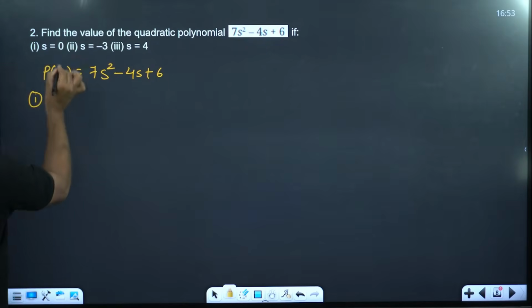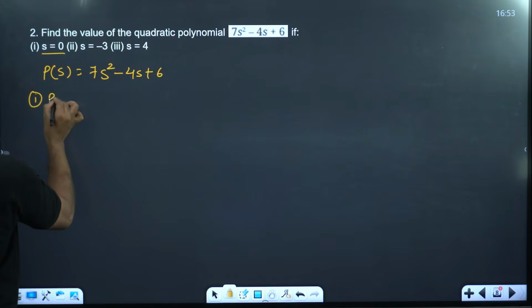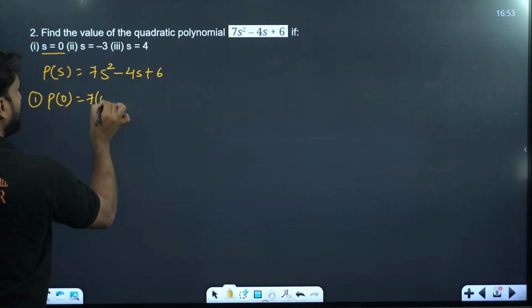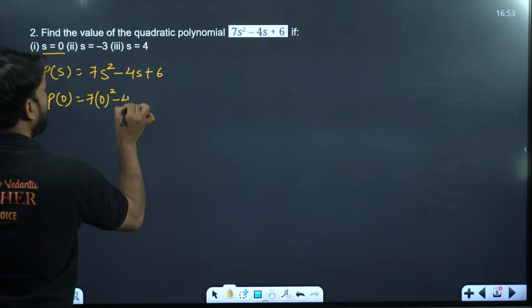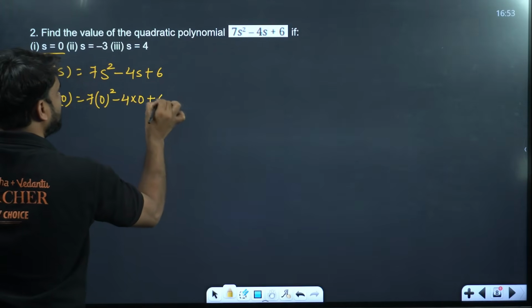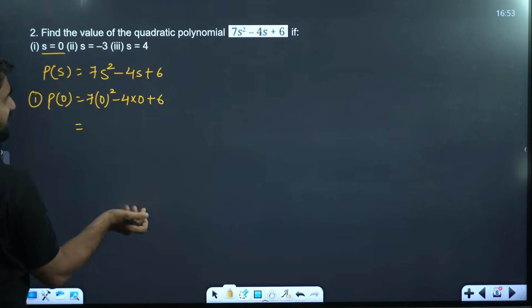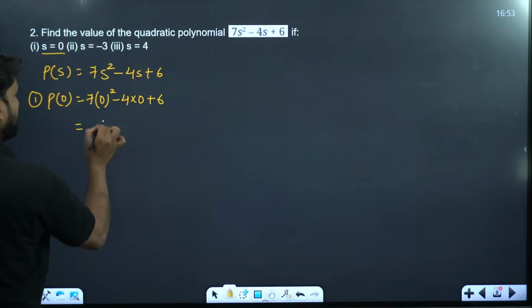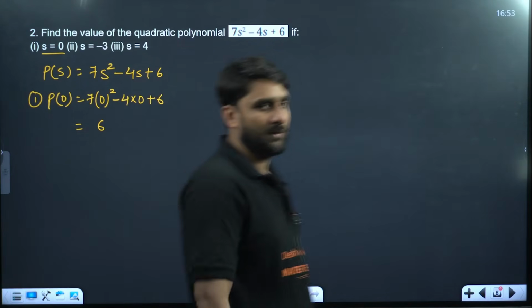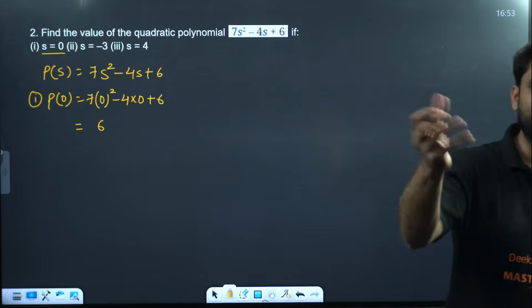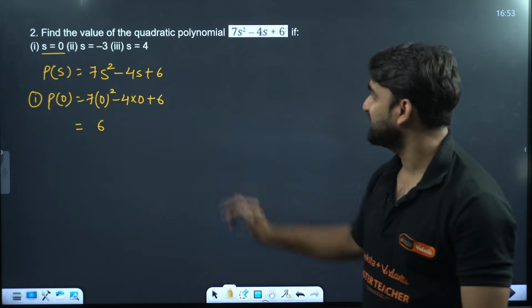Now s is 0, so we put s as 0. So p(0) will be equal to 7 into 0 whole square minus 4 into 0 plus 6. Now solve this. 0 square will be 0, 4 into 0 is also 0, so only 6 remains. So 6 is the answer.